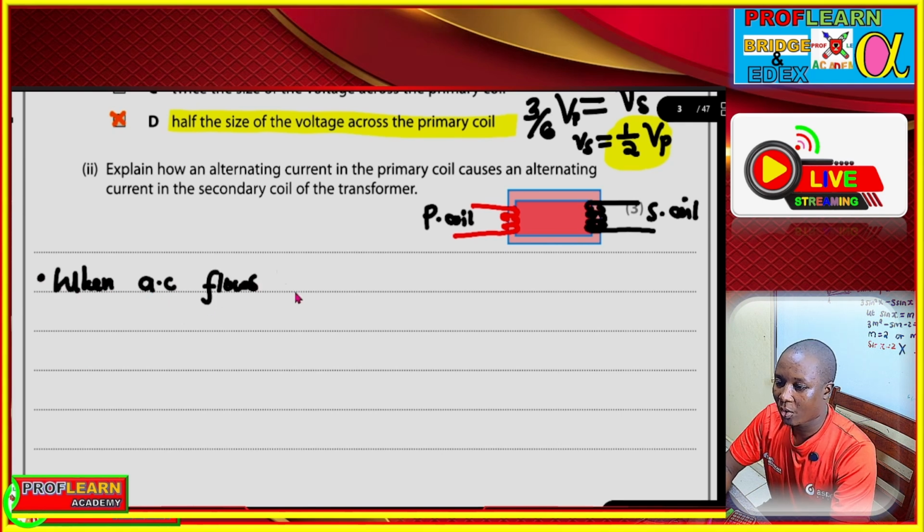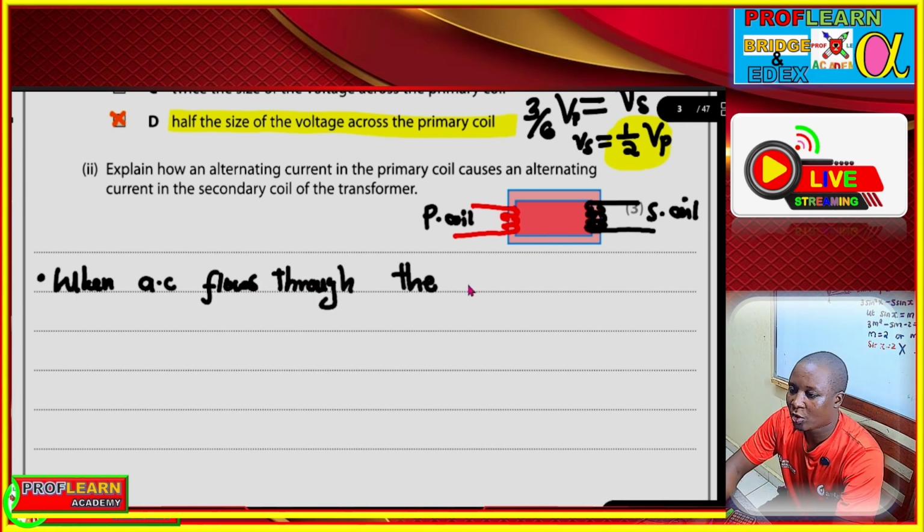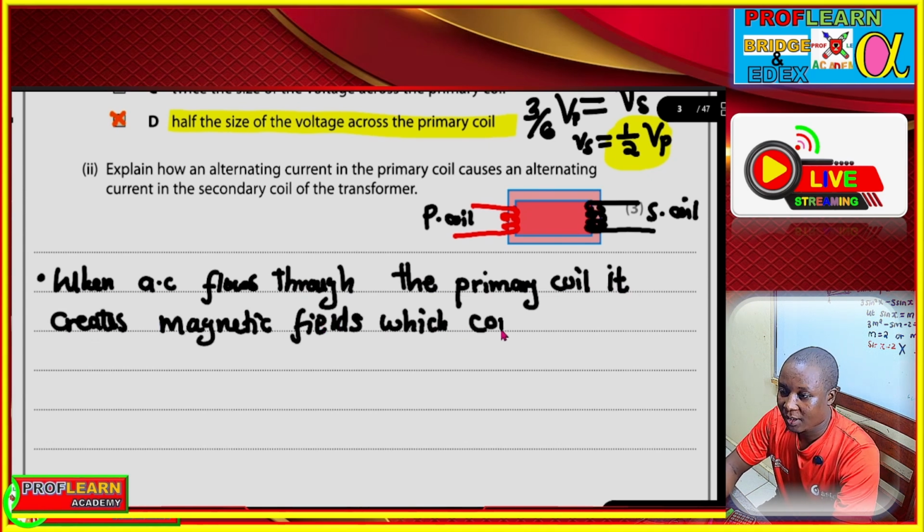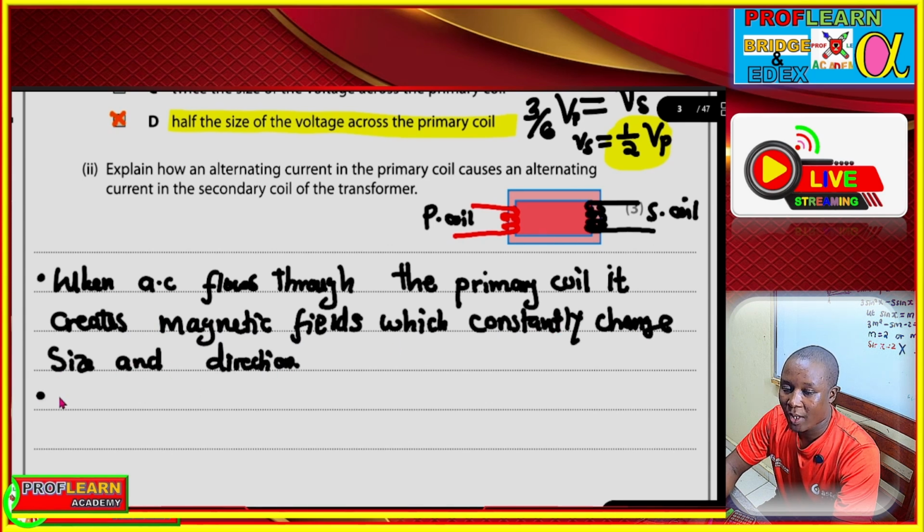So when alternating current flows through the primary coil, we are going to realize that magnetic fields which are constantly changing size and direction are going to be created. These changing magnetic fields are the ones that are going to cut across the secondary coil. Once that happens, there is an alternating current in the secondary coil.